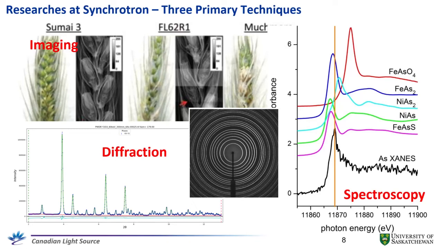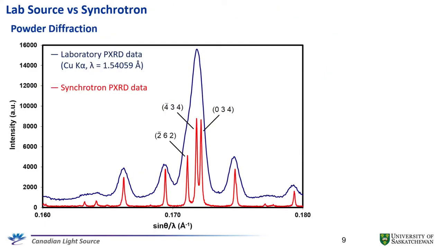So you may ask, pretty much every single one of these experiments you can do in your lab equipment. So why bother going to a synchrotron to do it? Let me give you just one example. Comparing a lab source to the synchrotron, you can see the blue curve is from lab X-ray diffraction, and the red curve is from synchrotron data.